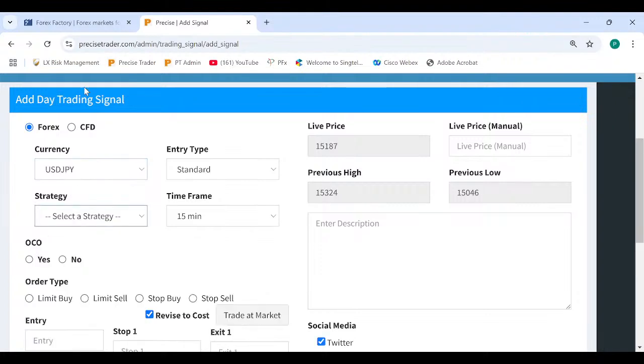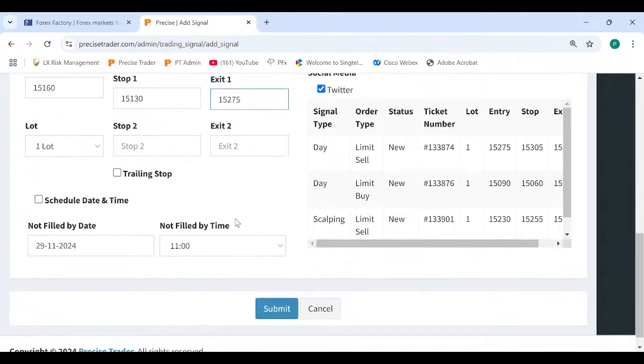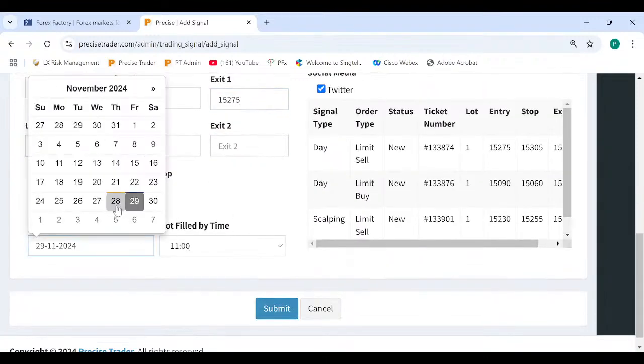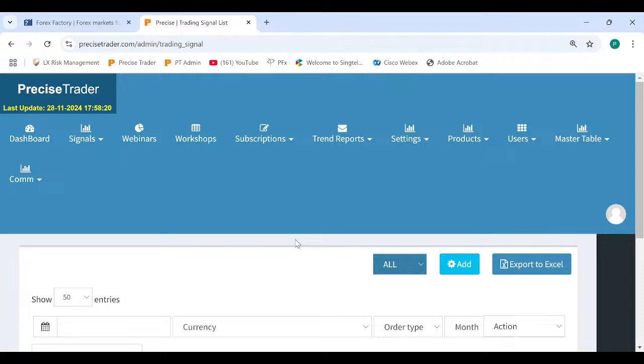So dollar yen, we are trying to buy 15160, stop at 15130, and TP at 15275. The condition is, of course, the current high, which is 15195, has to break, and this one we can give until 22. That means 22 tonight. That means we are giving about 5 to 6 hours for this trade to get filled.